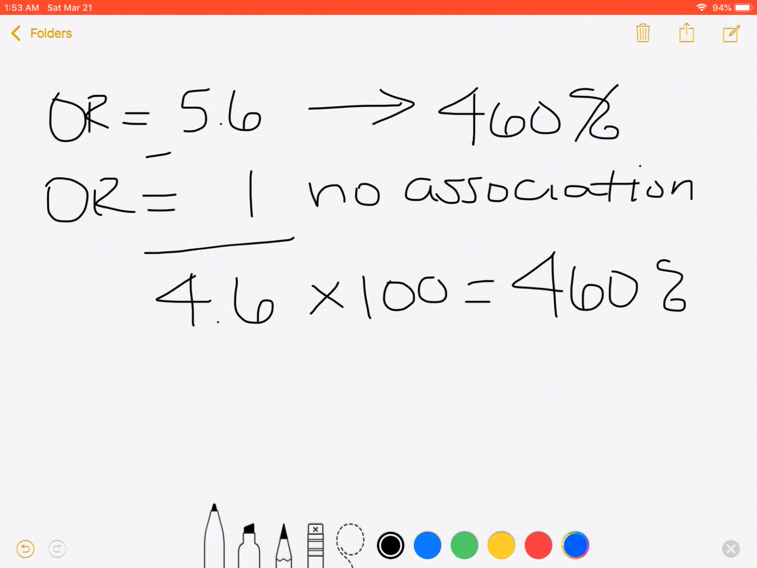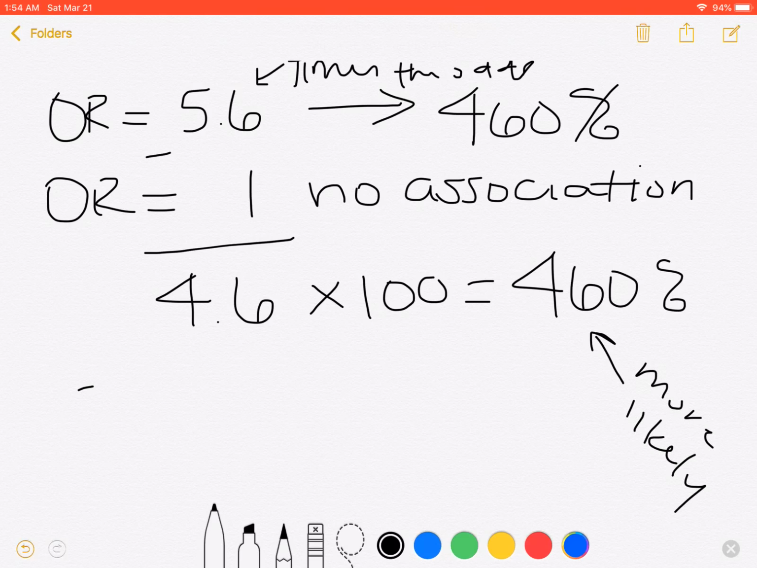Now, if you said 560% more likely, you'd be wrong. You didn't get rid of the 1. If you said 5.6 times more likely, you would also be wrong. It is either 5.6 times the odds or 460% more likely. The reason it's more likely is because our OR is greater than 1, right? So you always can say 5.6 times the odds, or you can say 460% more likely.